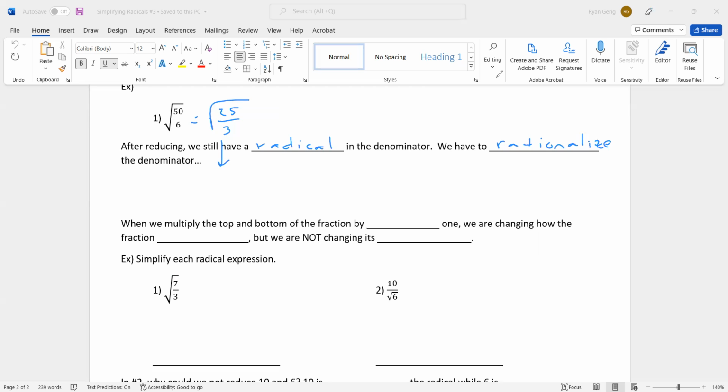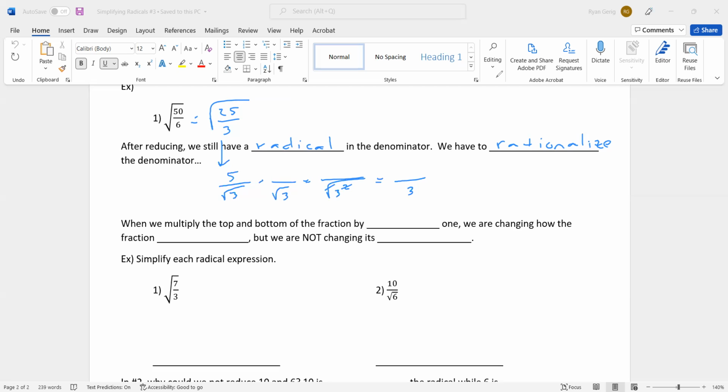So square root of 25 becomes 5 over, and we still have square root of 3 on the bottom. What do we got to do? All right, so this is the rationalizing step. What we're going to do is we're going to multiply the bottom by radical 3. And you might be thinking, well, why do we do that? Well, what's radical 3 times radical 3? Well, that's radical 3 squared. Now that's great. What's the square root of 3 squared? Well, the square root and the squared cancel, and I'm left with a 3.